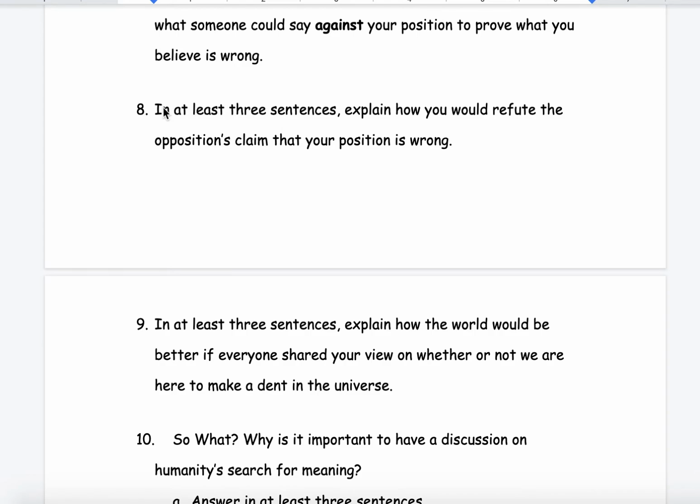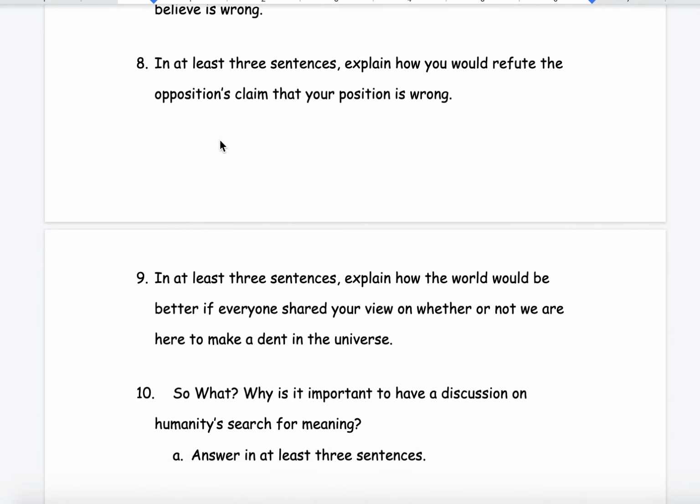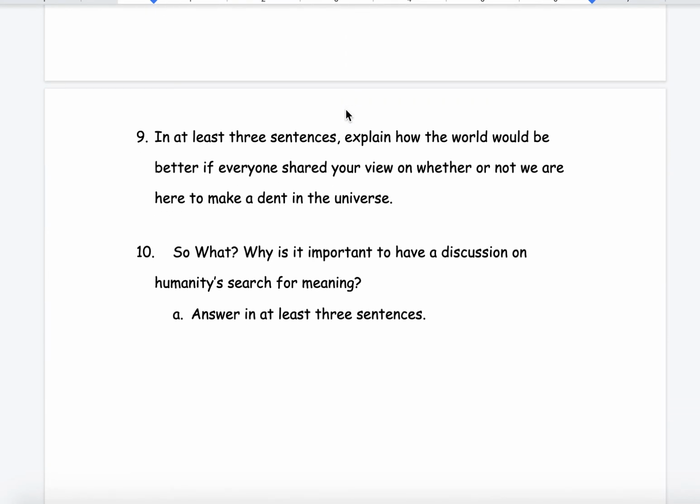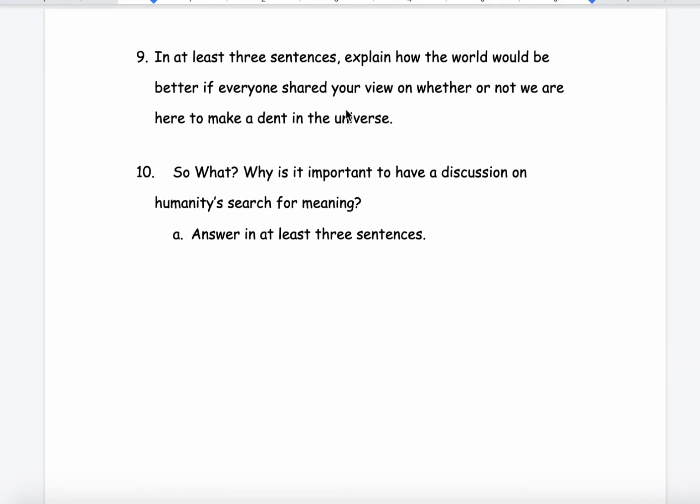So next to number 8, explain why, even though they may have made a valid point, your position is still right. So explain how you would refute their claim that your position is wrong. Number 9, in at least 3 sentences, explain how would the world be better if everyone shared your view on whether or not we are here to make a dent in the universe?